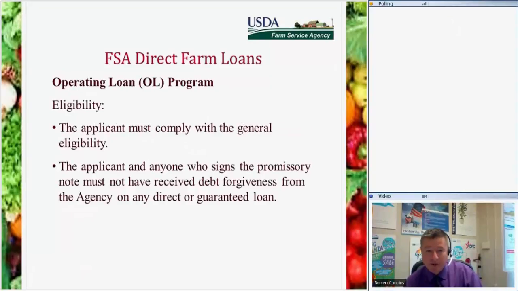Again, for the OL, you must comply with the general eligibility requirements that I discussed earlier, and make sure that anybody that signs the promissory note must not have received debt forgiveness. So again, debt forgiveness, if you've had it before, will keep you from getting a loan from us.